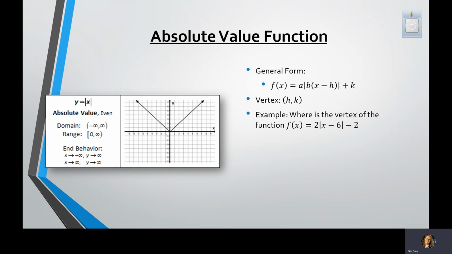Okay, so here's an example. If I have f of x equals 2 times the absolute value of x minus 6, and then minus 2, what would that vertex be?